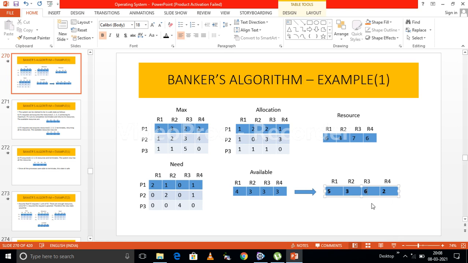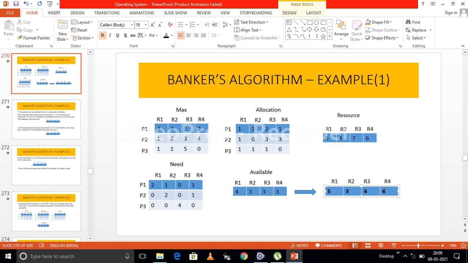Finally, please check the availability of R4. After allocating the resource to P2, our availability was 2 instances of R4. And now when P2 has finished its execution, it is going to release all 4 instances of R4. So 4 plus 2, we have 6 instances of R4 available.